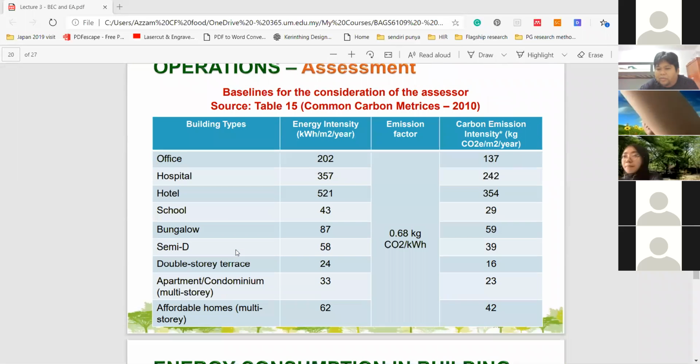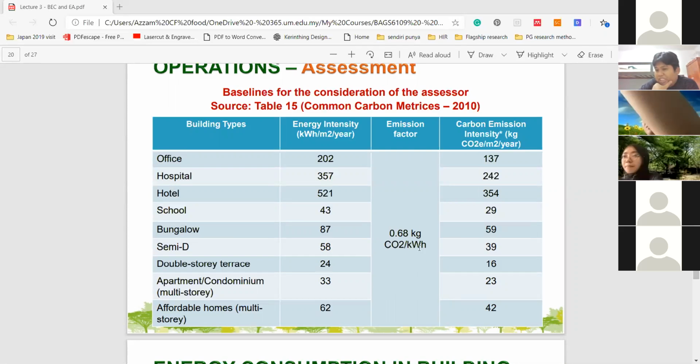And then in terms of baselines, this is coming from the Common Carbon Metric book, published a long time ago, 2010. But nevertheless, it's based on pure research done locally in Malaysia. For offices, the energy intensity is sitting around 200 kilowatt hours per meter square per year, based on 0.66 kilogram of CO2 per kilowatt hour being produced.